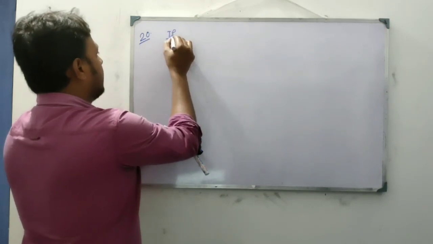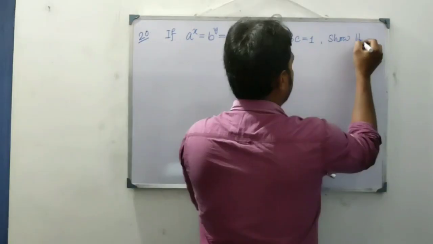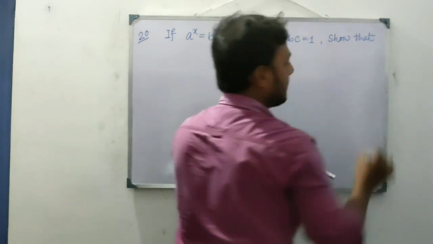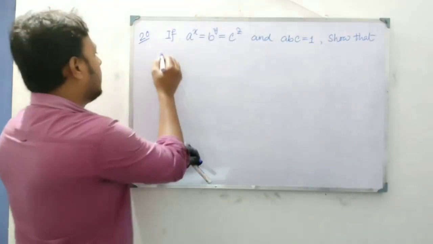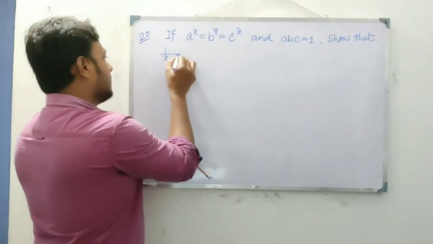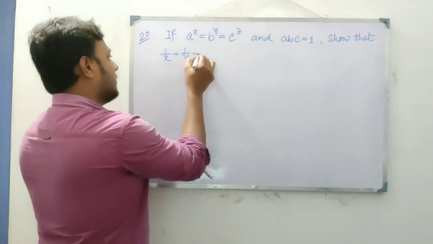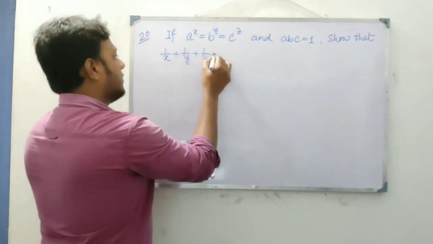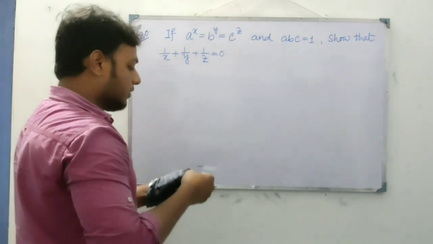If a to the power x equals b to the power y equals c to the power z, and abc equals 1, then show that 1 by x plus 1 by y plus 1 by z equals 0. See the solution.